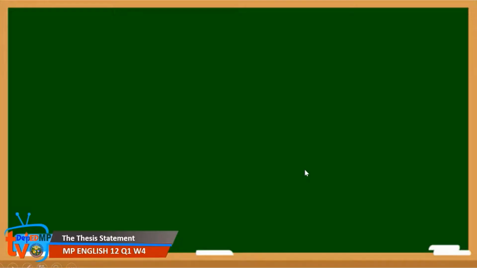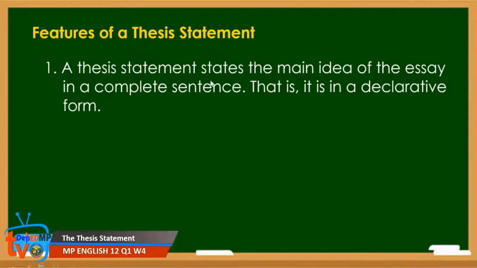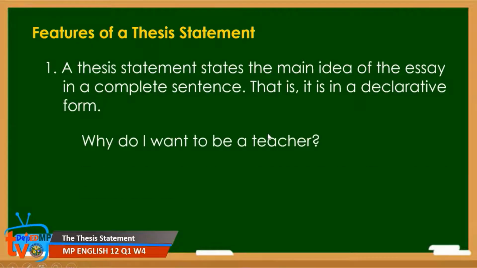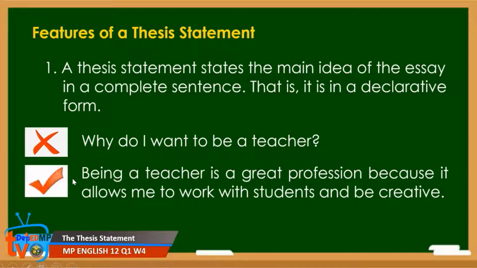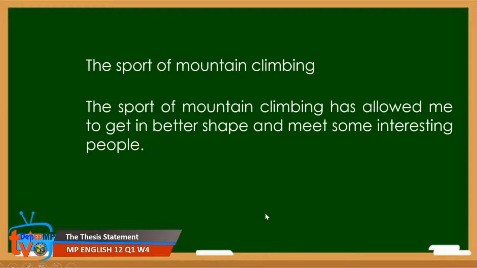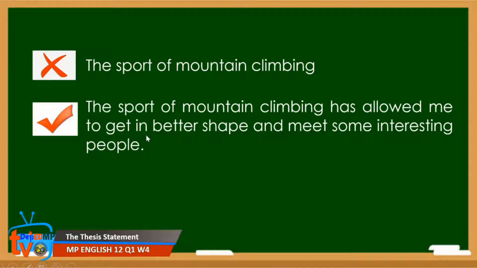There are features of a thesis statement. A thesis statement states the main idea of the essay in a complete sentence, not in a question. That is, it is in a declarative form. We have the following examples. The first one is a question. Therefore, it is not a good thesis. Compare it with the improved version, which is in the declarative form that states the idea that the writer wants to impart to the readers. For this example, the first one is a phrase. It does not give a complete thought. The main idea of the second one is clearer to the reader, what the writer wants to discuss in his or her essay.